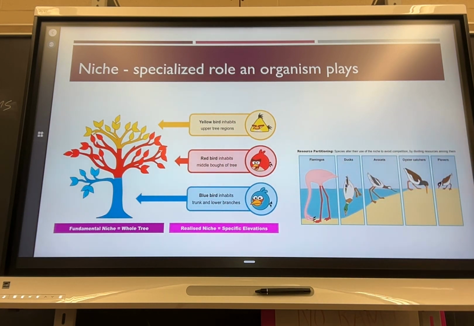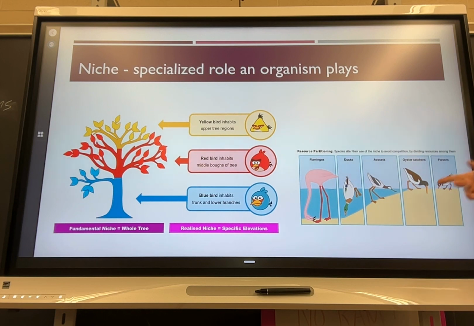The ducks, while they don't have the long necks or the long legs, they can dive. So they are able to reach things that are kind of deep, but maybe not as deep as the flamingo. The avocet, a type of shorebird, has long legs, but not necessarily that long neck, so it can pick things out of kind of this shore area.